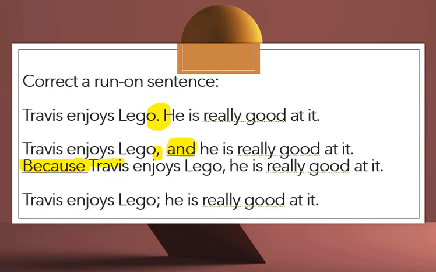Because Travis enjoys Lego, that becomes a sentence fragment. So we're no longer joining the two sentences together. He is really good at it. Okay, or here the third option, using a semicolon. Travis enjoys Lego; he is really good at it.